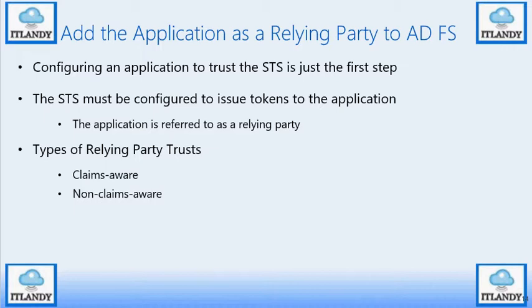Non-claim aware applications are web-based and use Windows integrated authentication in the internal network and can be published through web application proxy for extranet access. For this kind of application, the STS will actually never issue a token. So claim aware applications consume the claims in the security token to make authentication and authorization decisions.